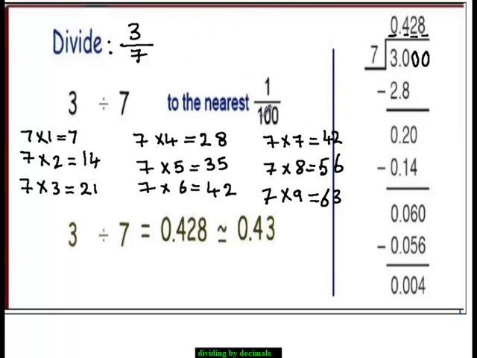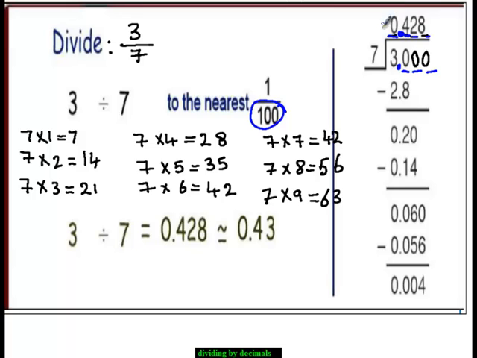3/7. Okay, approximate to the nearest hundredth. Look here, hundredth, so I have to put to the nearest what? Thousandth. So here 3, and put the decimal places, and how many places? 1, 2, 3. Here 1 decimal place, 1, 2, 3, 4. Okay, and then I'm going to start 3 divided by 7, and I'm going to write the table of 7.